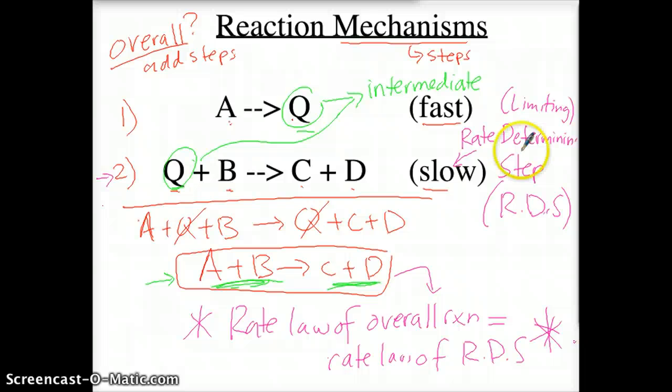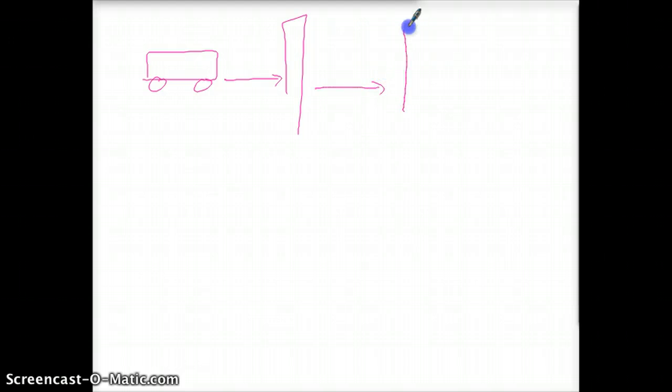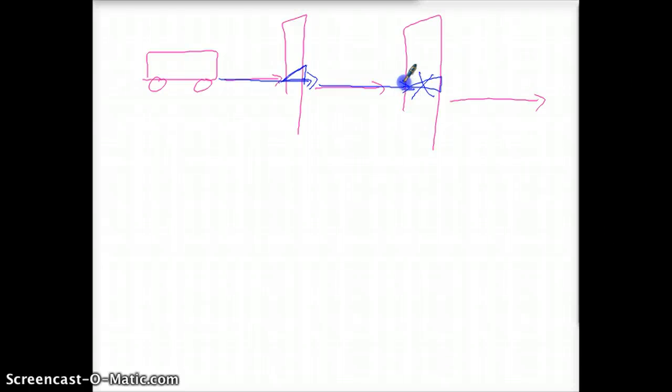But conceptually, what does this rate-determining step actually mean? Well, let's say that you're driving a car, and there are 2 toll plazas that you have to go through until you can get to the other side. Let's say there's a gate at each, and the gate at the second one is broken. So you'll be able to fly through the first one, no problem. But when you get to the second one, it's not working normally. It's broken. It's going really slowly. So it's going to take you a lot longer to go through the second one than the first.